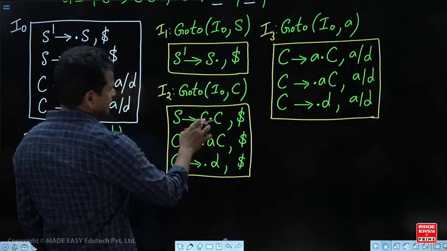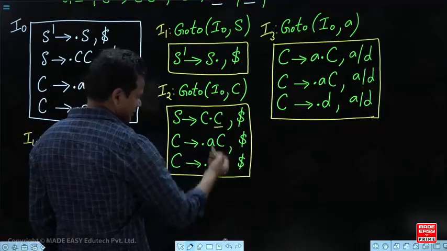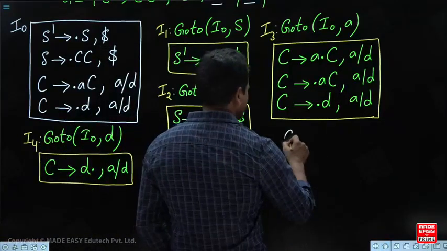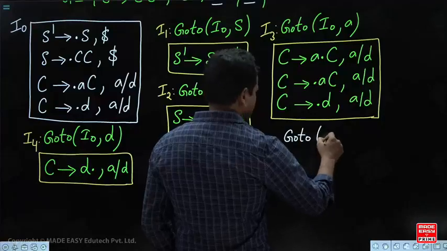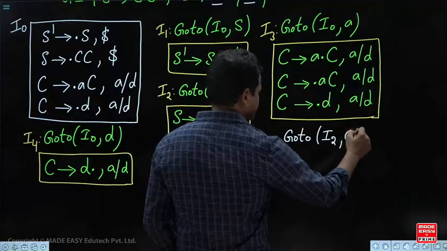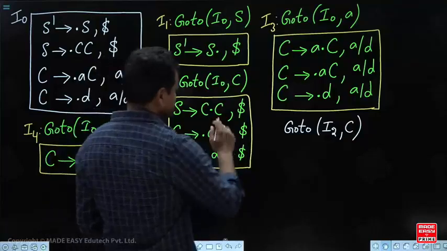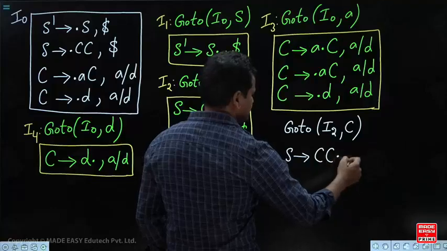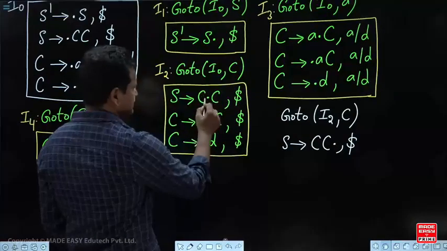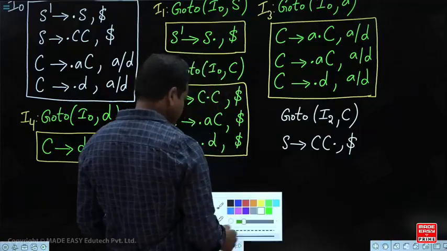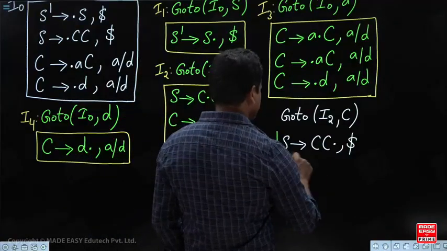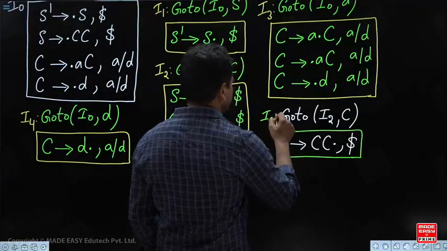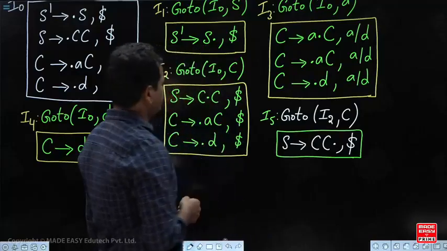Now come to I2, yes, it has a shift symbol. So for this shift symbol, we write the goto. Okay, I am writing here Goto(I2, C). So what will we get? Just move the dot. CC dot, comma dollar. Yes, I have moved the dot. And dot before, what is the symbol here? Nothing. So we cannot add any other productions in this state. So close this and name this as I5, because already I4 is done. So the first production is done.